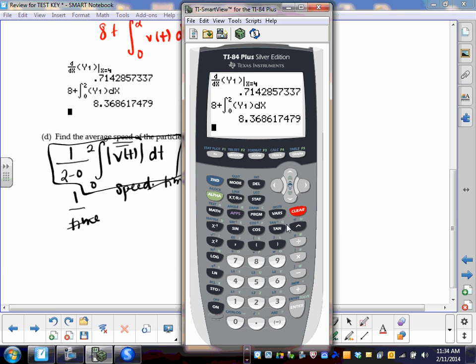Please make sure your absolute values are in the correct place. They should not be outside the integral. It has to be the integral of speed. The speed has to be on the inside. And then we're going to do the integral from 0 to 2.